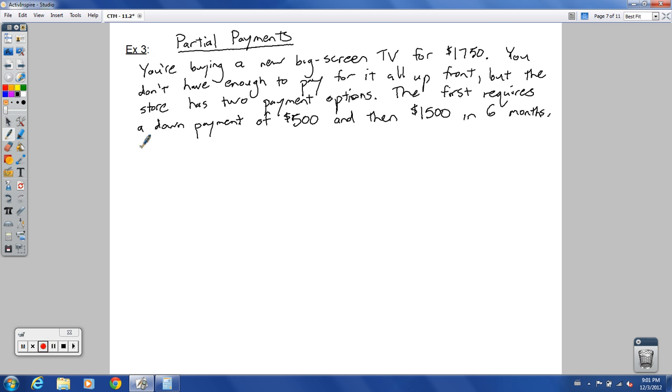The second, or in other words, the second option requires a down payment of $700 and then $1,250 in 6 months.